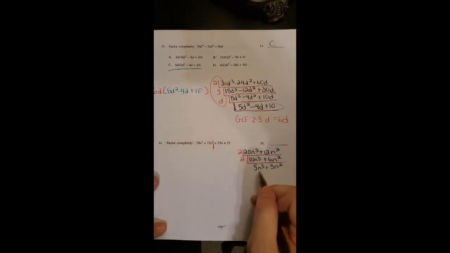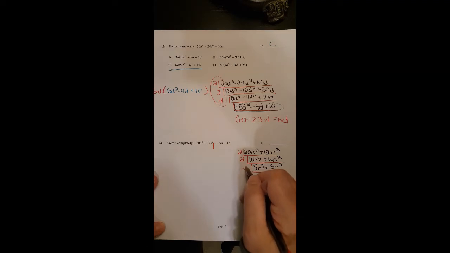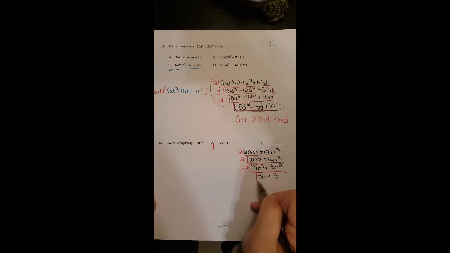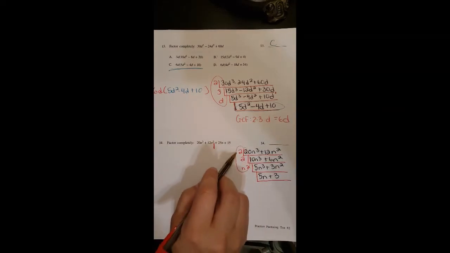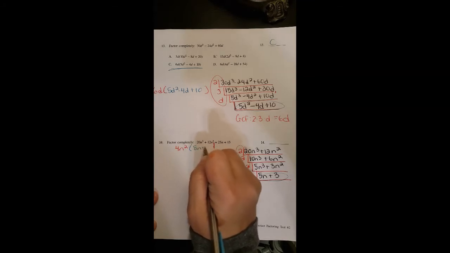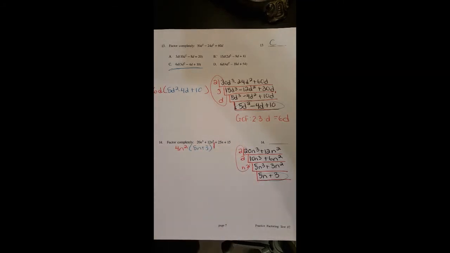So it looks like I'm done with my numbers here. Now I just have to look at my variables. So I'm going to take out the one with the smallest exponent, which is just n squared. And that leaves me with 5n plus 3. So when I look at my GCF here, I have to multiply these together. I get 4n squared, and that's what I'm pulling out. And I'm left with that bottom row, that 5n plus 3. So that's half the problem.